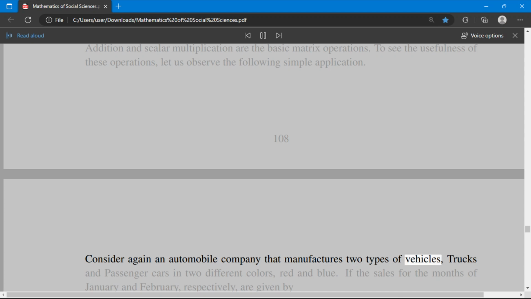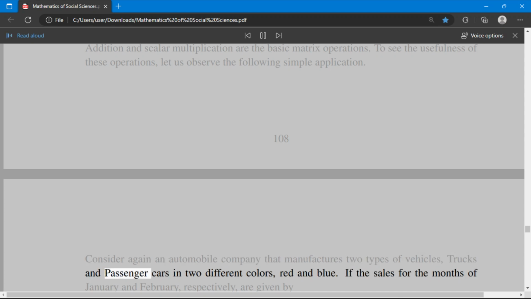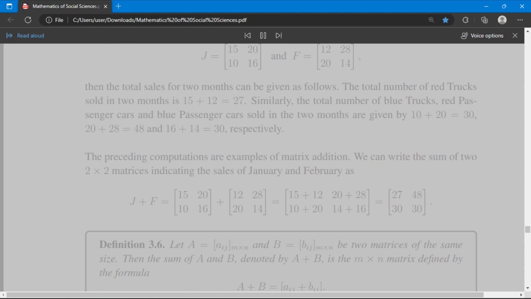Consider again an automobile company that manufactures two types of vehicles, trucks and passenger cars, in two different colors, red and blue. If the sales for the months of January and February, respectively, are given by J equals 15, 20, 10, 16 and F equals 12, 28, 20, 14. Then the total sales for 2 months can be given as follows.